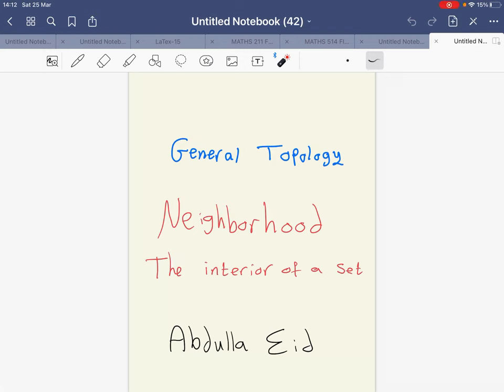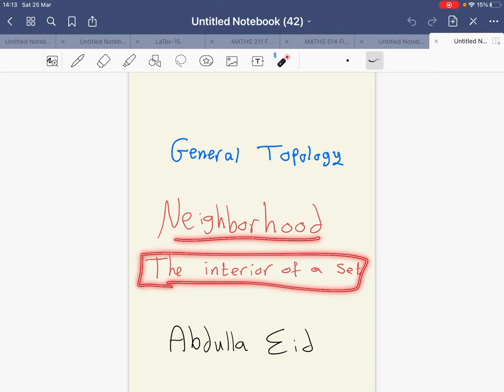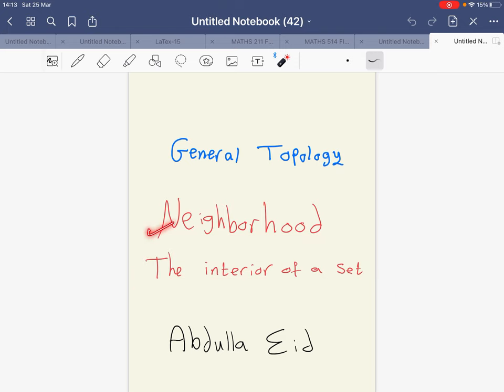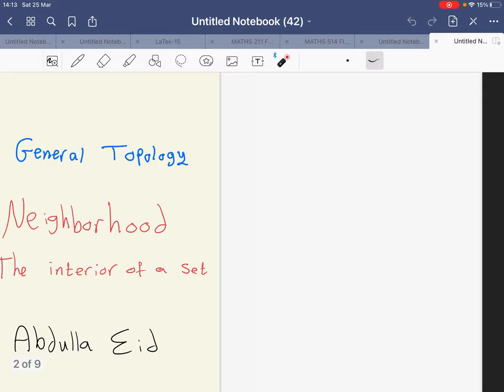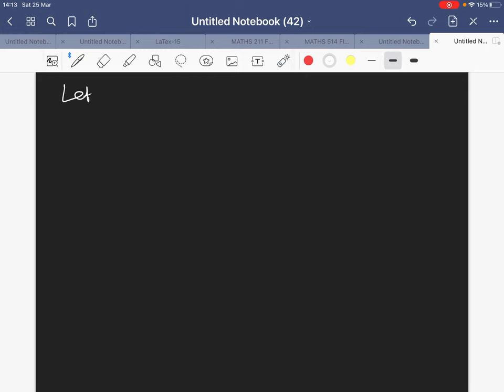Welcome to another episode of General Topology session, and today we will talk about the neighborhood and the interior of a set. So the first one, I will start with the neighborhood, which will go as follows. So again, we will start with a general topological space. Let (X, tau) be a topological space.